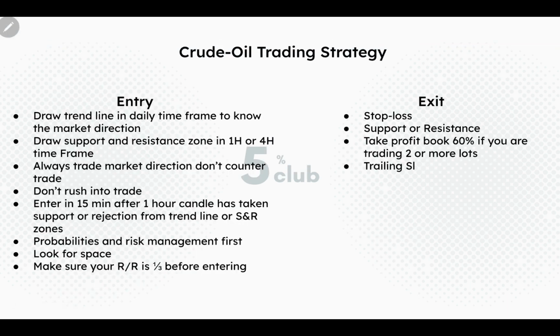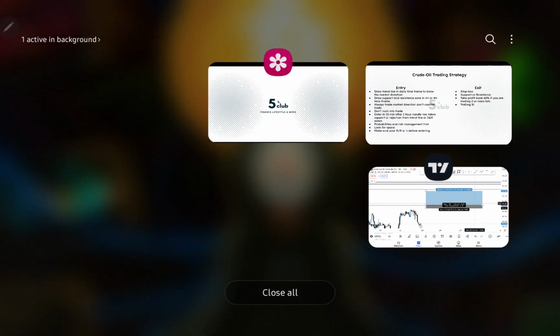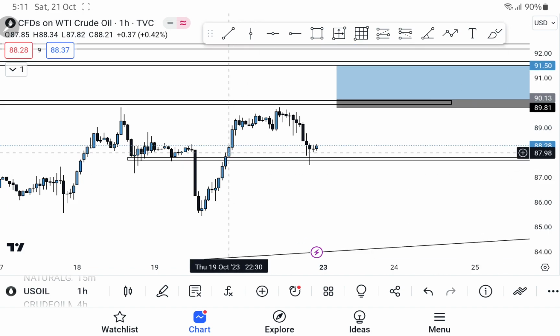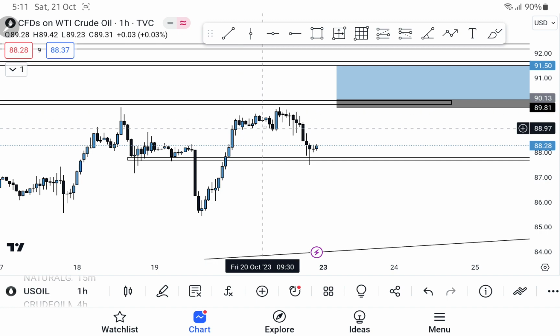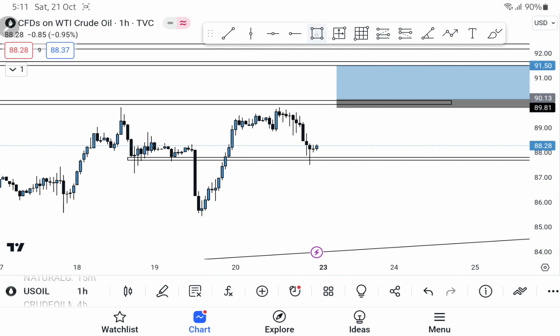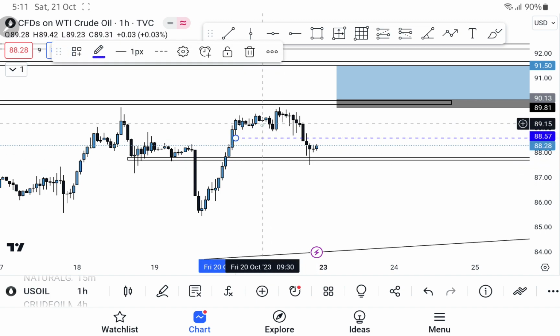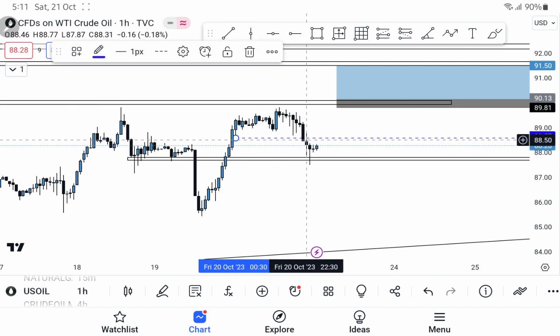Next one is, you have to exit if your trailing stop loss gets hit. Imagine you enter here. You enter here, it went up, it came down, and when it went up here, you kept your trailing stop loss here. What happened after going up? It came down and hit your stop loss.